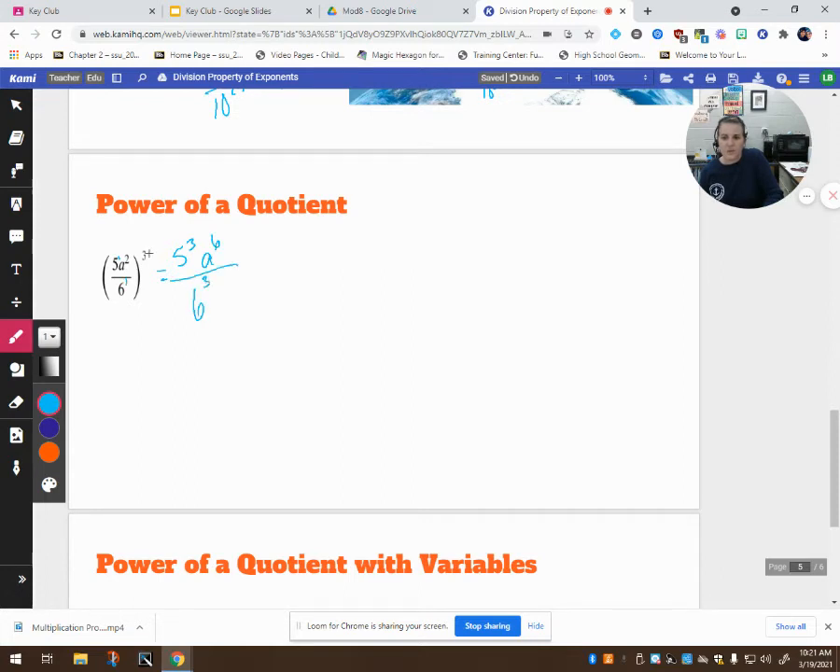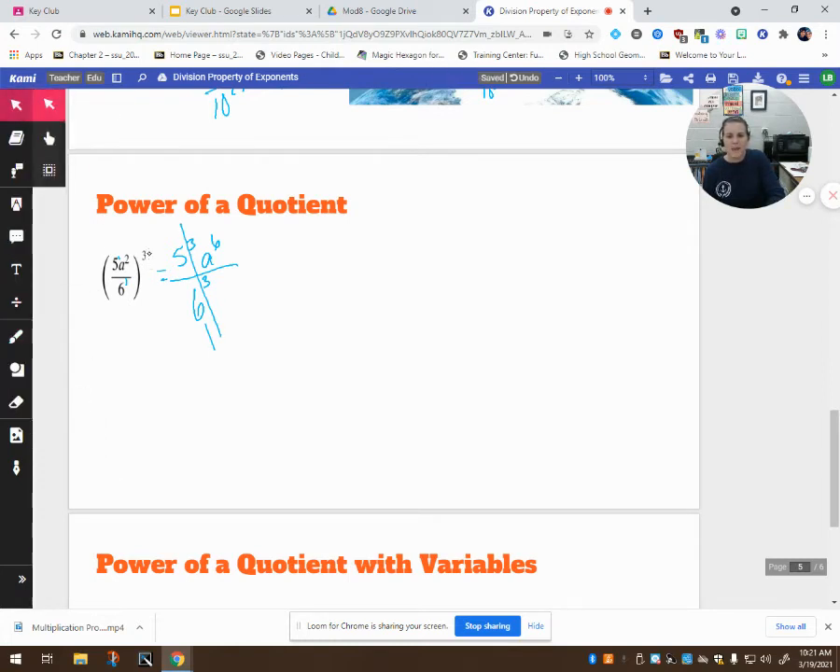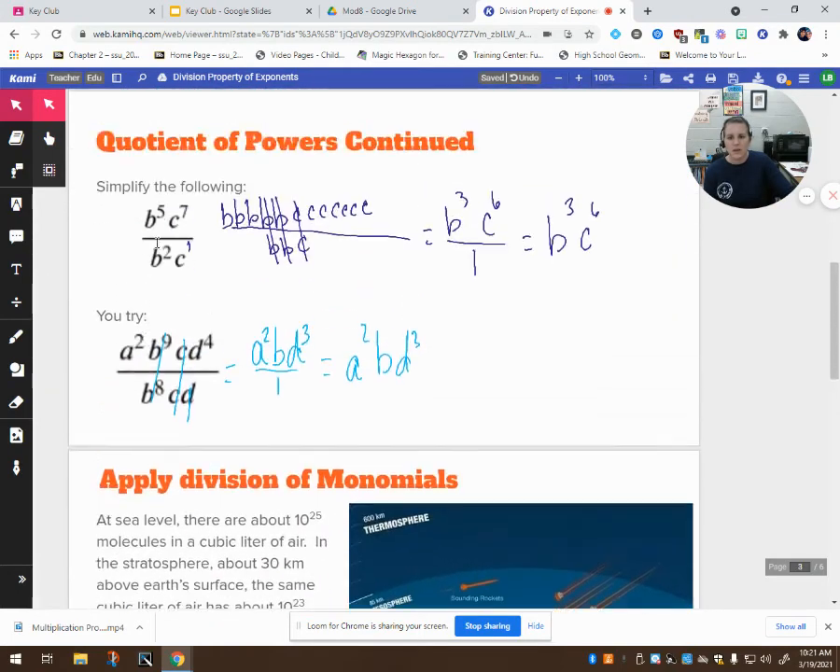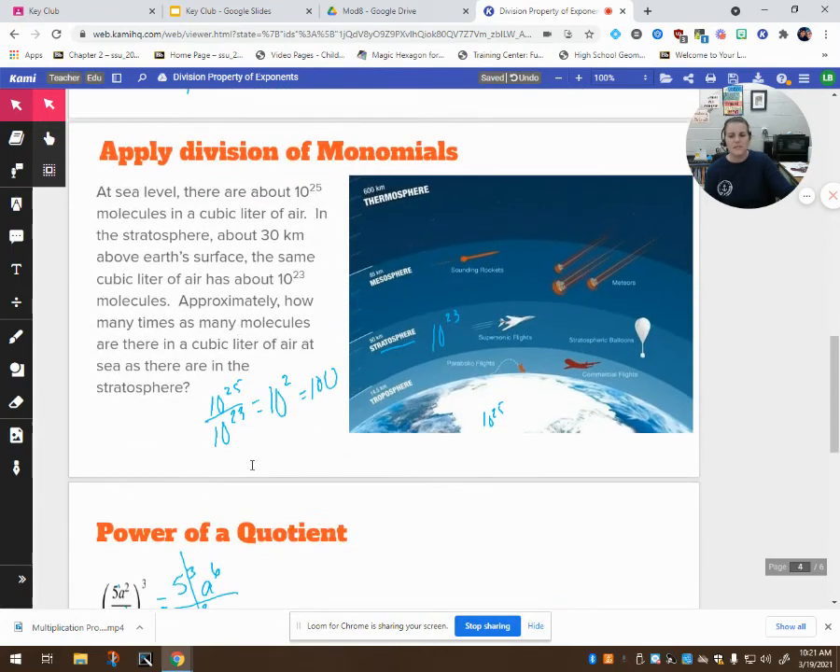Okay, so sometimes people are like, hey, let's just go ahead and cancel these out, right? They're both raised to the third. It does not work that way. You have to have the same base. Notice when I was marking things out, I didn't compare A's and B's. I compared B's with B's, C's with C's. It has to be the same base.